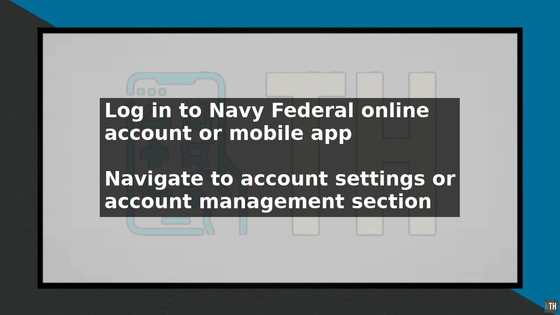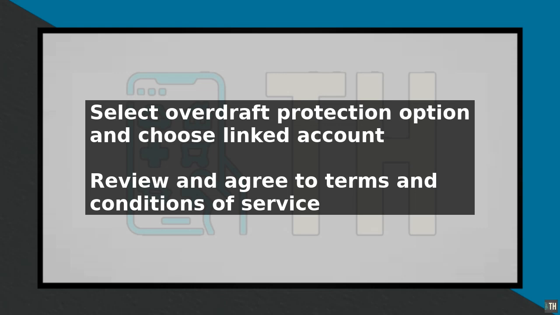You will be prompted to choose the account you want to link to your checking account for overdraft protection. You can choose from a savings account, credit card, or line of credit. After selecting the account, review and agree to the terms and conditions of the overdraft protection service. You may also be required to set a transfer amount, which is the amount that will be transferred from your linked account to your checking account when you have insufficient funds.